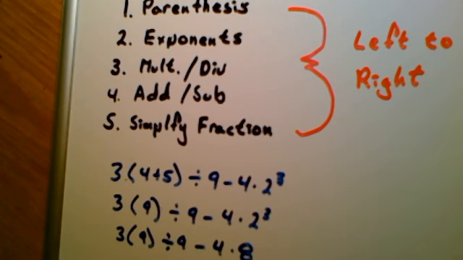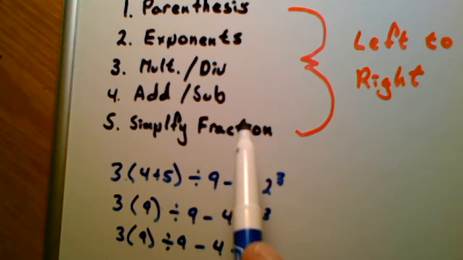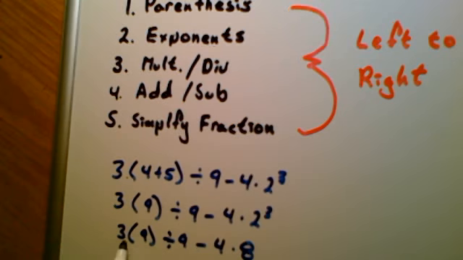The next step is multiplication and division. So here's a multiplication problem. We work from left to right. 3 times 9 is 27. 27 divided by 9 is equal to 3. Okay, so we work from left to right. Now we have a minus sign, so we skip that. Then we have 4 times 8, which is 32. A negative 4 times positive 8, which is negative 32.